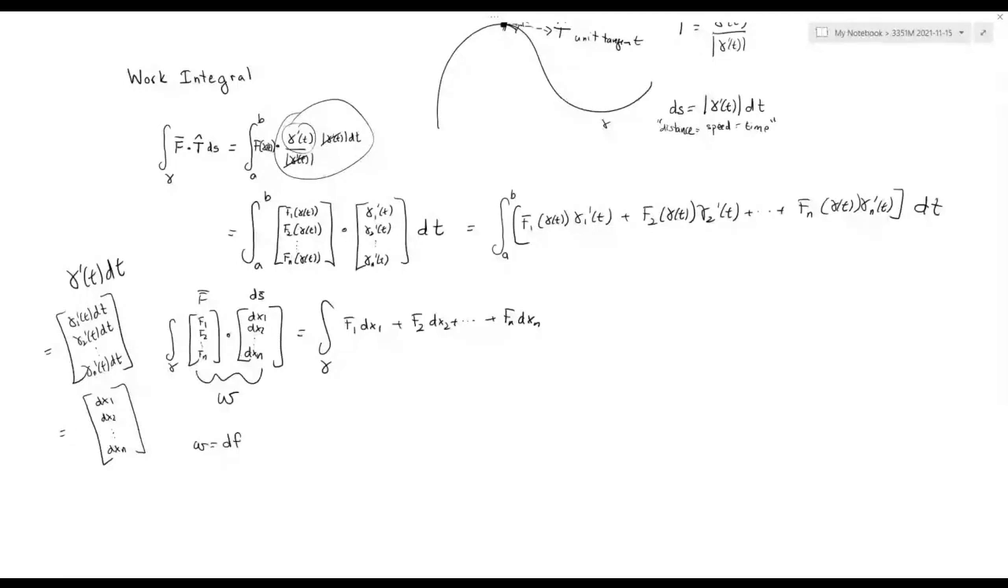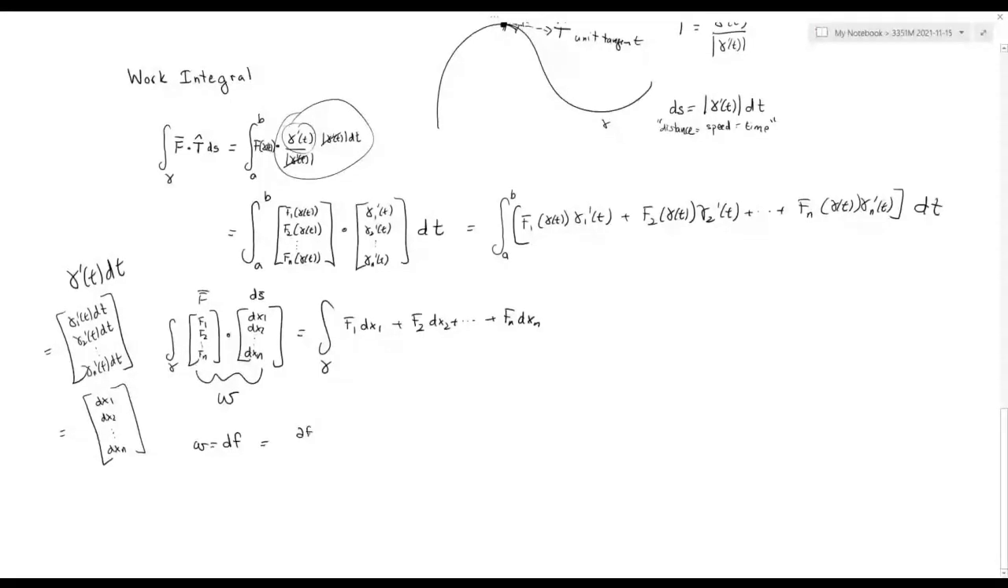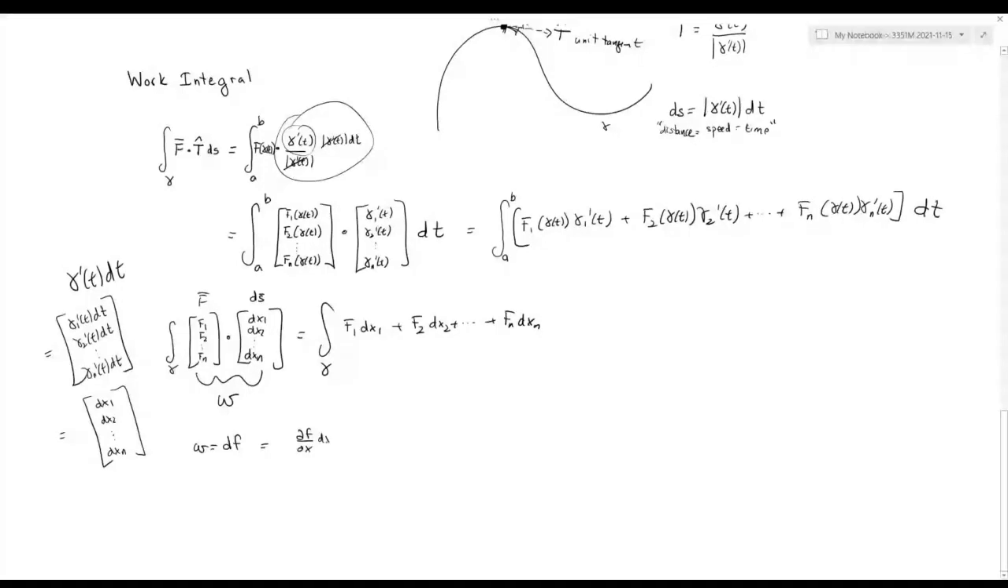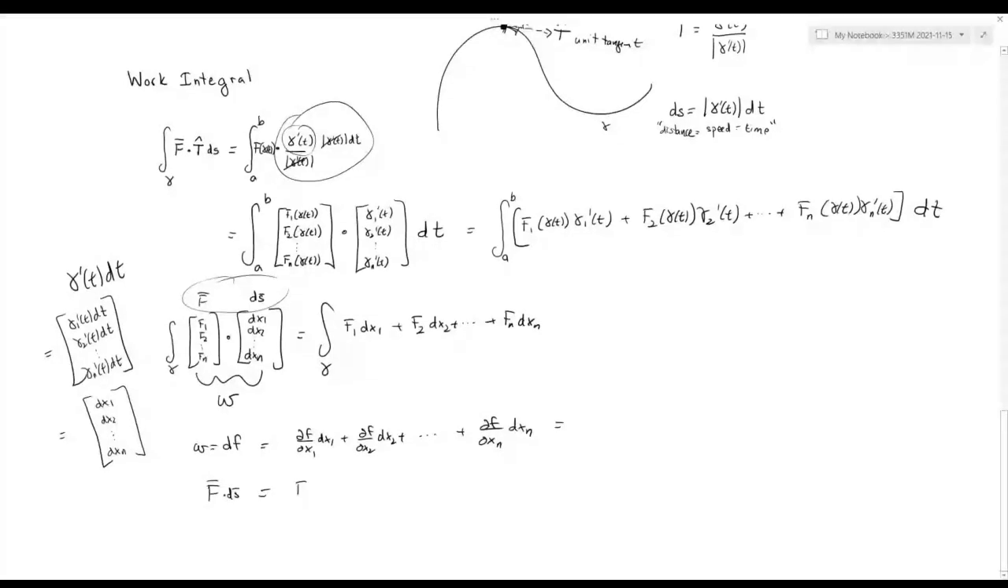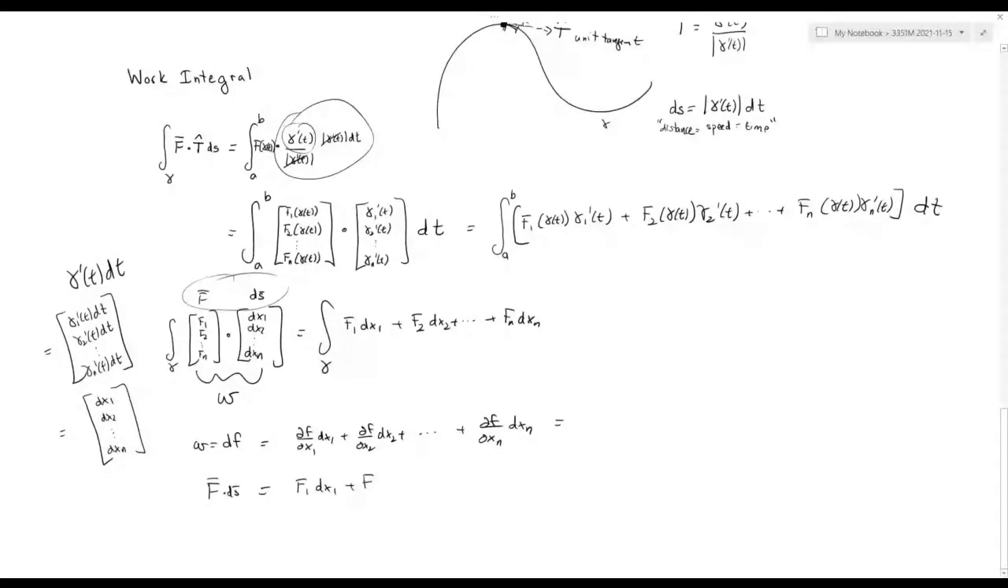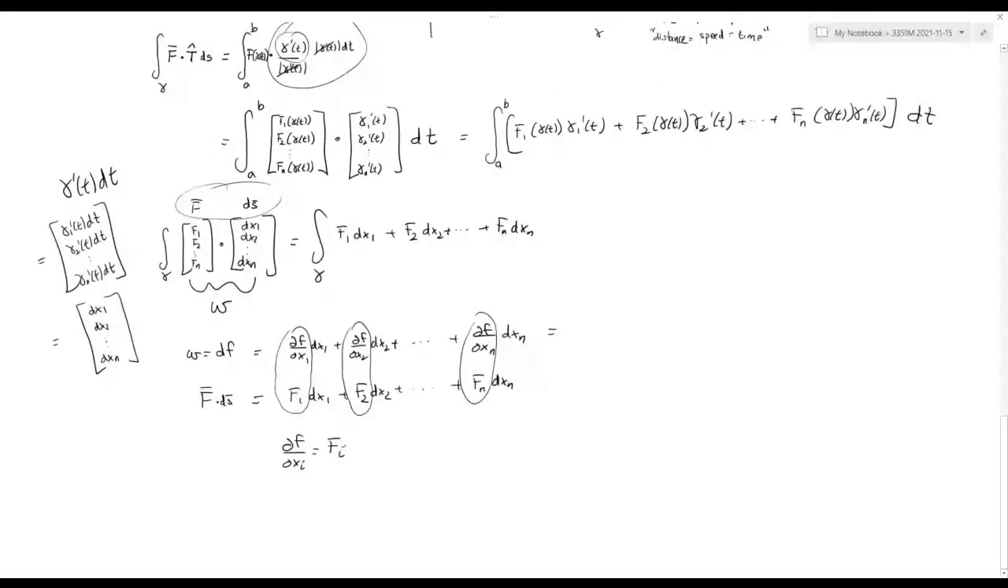Okay, then the total differential on the one hand is the derivative of little f with respect to x1 dx1 plus, and we keep doing this, and that's equal to F dot ds, right? So that's equal to F1 dx1 plus F2 dx2, and so on. So what we would expect is that these are equal term by term. And so the derivative of little f with respect to the ith coordinate should give you the ith component of your vector field, big F.